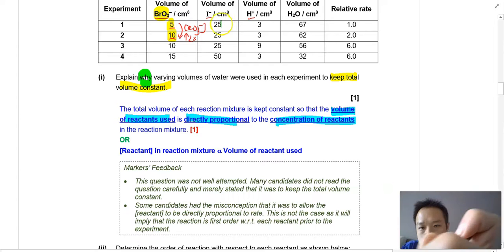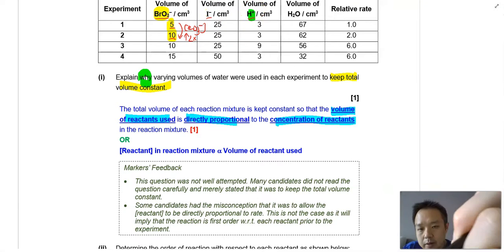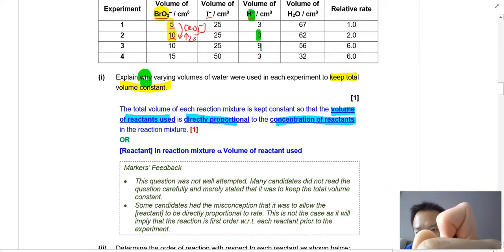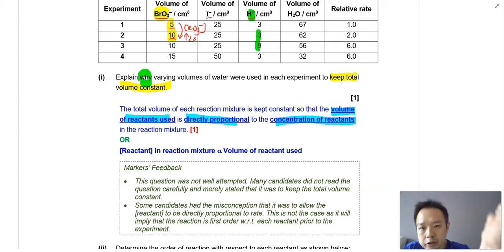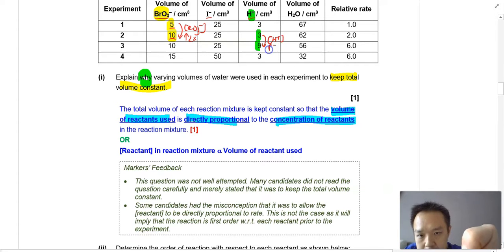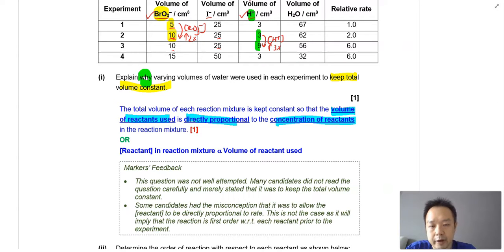To determine the order of reaction with respect to H plus, I will compare between experiment 2 and 3. Why experiment 2 and 3 and not 1 and 3? Because your H plus concentration increased 3 times, whereas your I minus and your BrO3 minus remain the same. So for BrO3 minus and H plus, since the other factors are kept constant and only the one that we want to investigate changes, the recommendation is to use the inspection method.